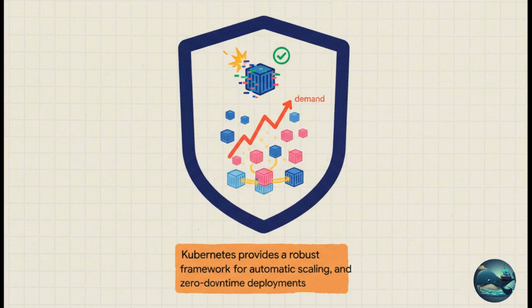And the answer, you probably guessed it, is Kubernetes. But here's the thing, it's not just another tool. It's a whole framework built from the ground up for resilience. We're talking about a system that can literally heal itself by restarting failed containers. A system that can automatically scale your app up or down depending on traffic. And, this is the big one, it can roll out new updates with zero downtime. Your users won't even notice a thing.